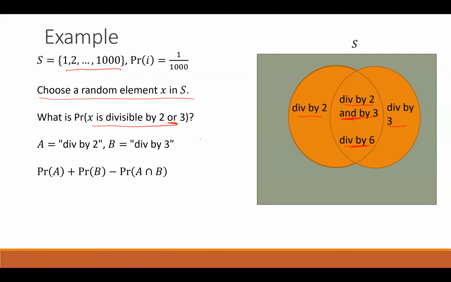So then the probability of A plus the probability of B minus the probability of A intersect B. Well, the probability of A is simply each of them has an equal probability of 1 over 1,000. So it's going to be the size of A times 1 over 1,000. Right, so in this case, that's 500 over 1,000. Now the probability of B is 333 times 1 over 1,000. So that's 333 over 1,000.